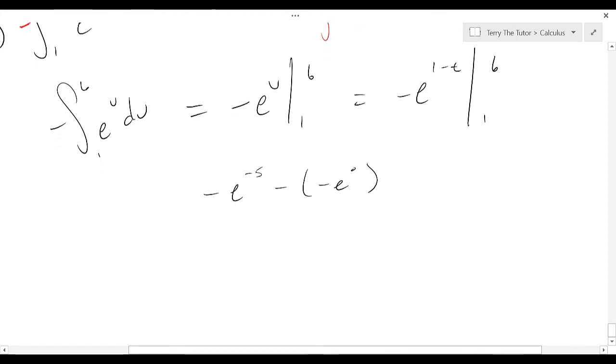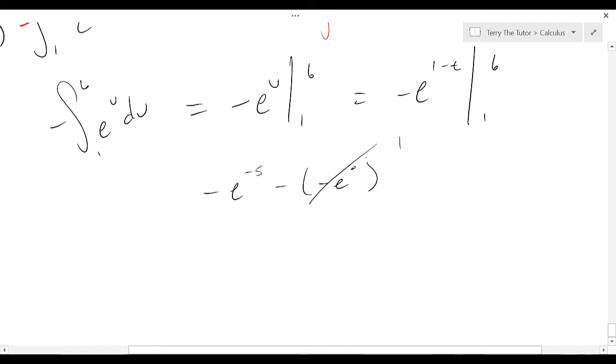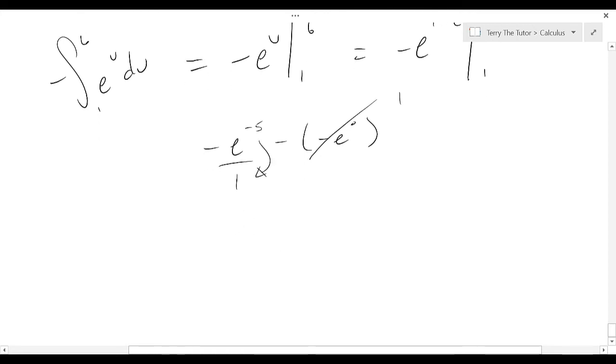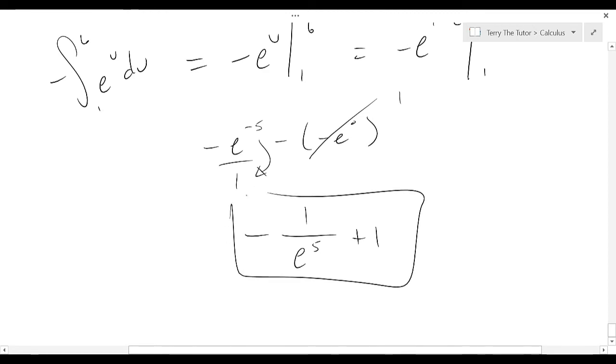Alright. Anything to the 0 power is automatically 1. So we've got a negative 1, because of that negative sign, and a negative sign out there, so it's plus 1. And I'm going to bring this down to the denominator. So finally I've got negative 1 over e to the 5th plus 1. And we can end that one there.